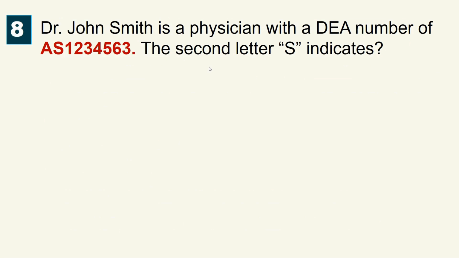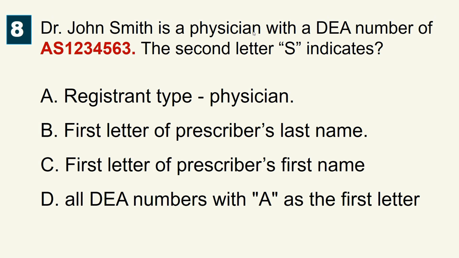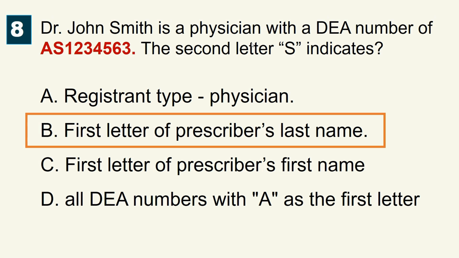Next, Dr. John Smith is a physician with DEA number AS1234563. What does the letter S indicate? A, registration type like physician, B, first letter of the prescriber's last name, C, first letter of the prescriber's first name, D, DEA numbers with A as the first letter. Correct answer is the first letter of the prescriber's last name, referred to as S.